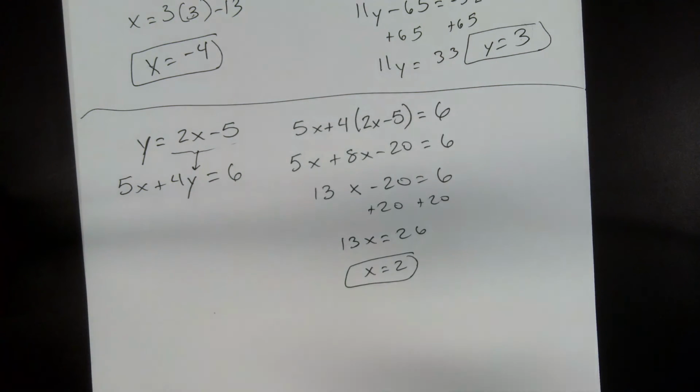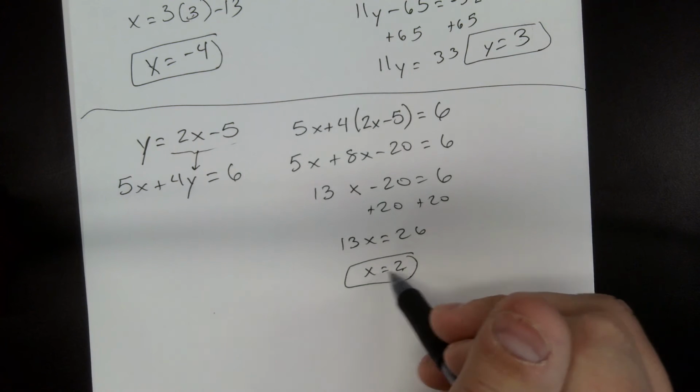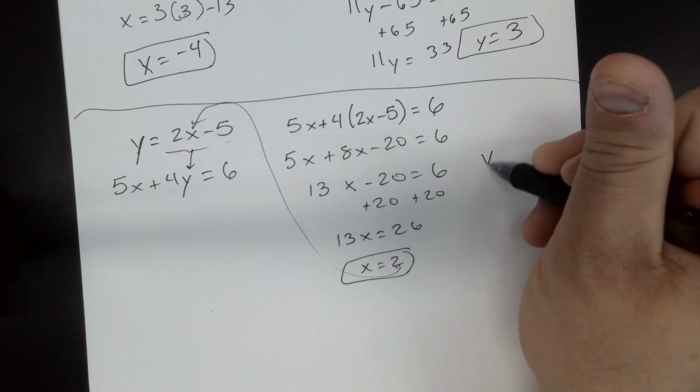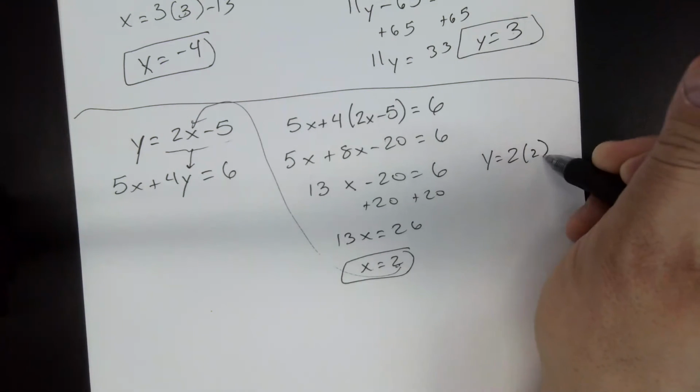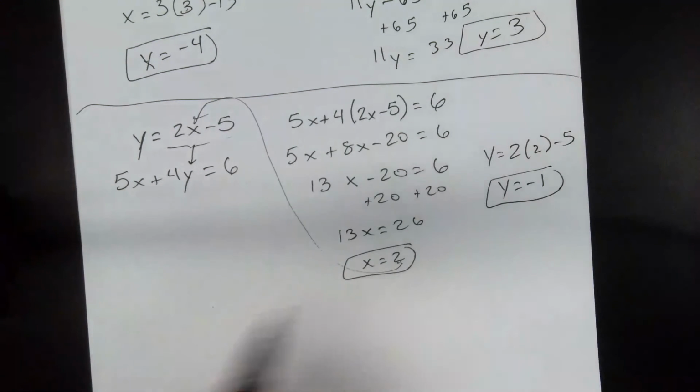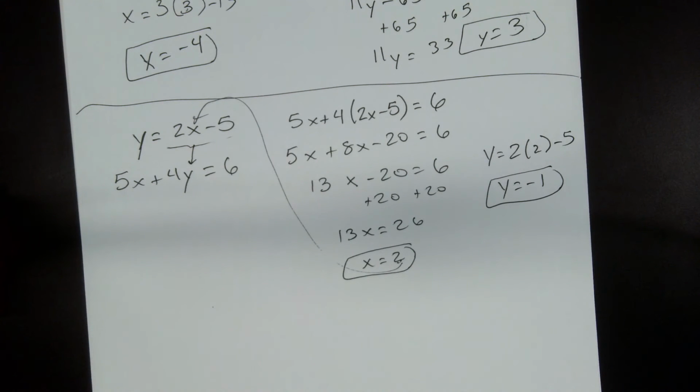But anyways, if x equals 2, now because y equals it, we're gonna plug it back in for x. So we're gonna get y equals 2 times 2 minus 5, or y equals -1.